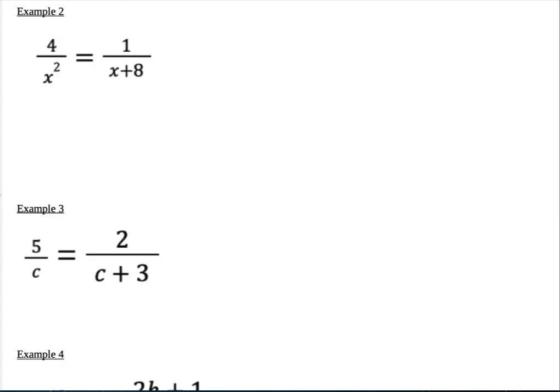So let's go through a couple more. Same thing, start with your excluded values.